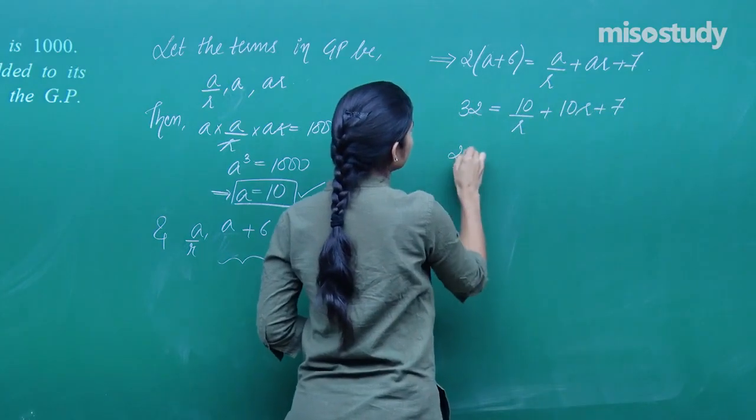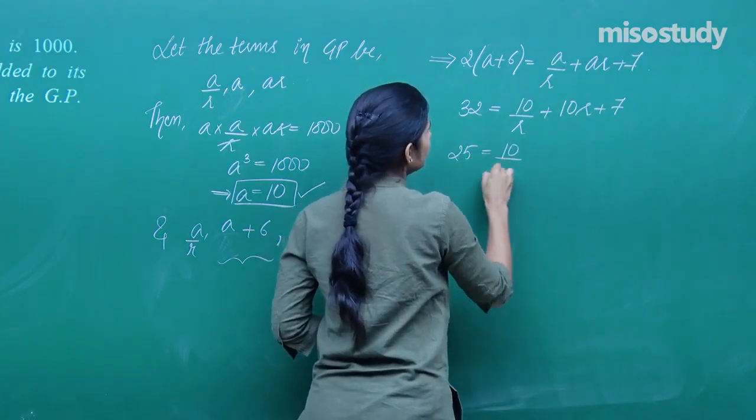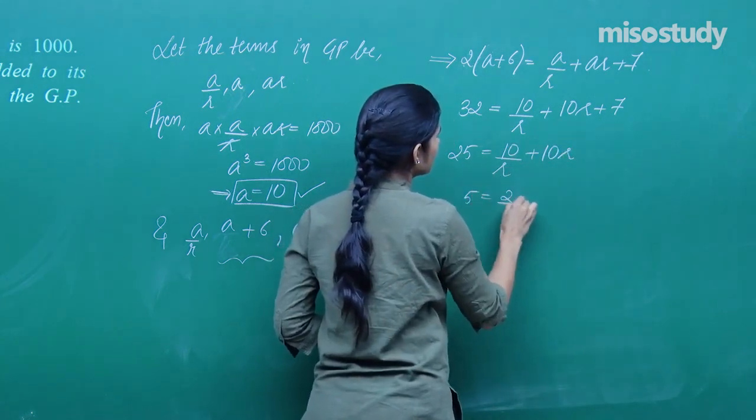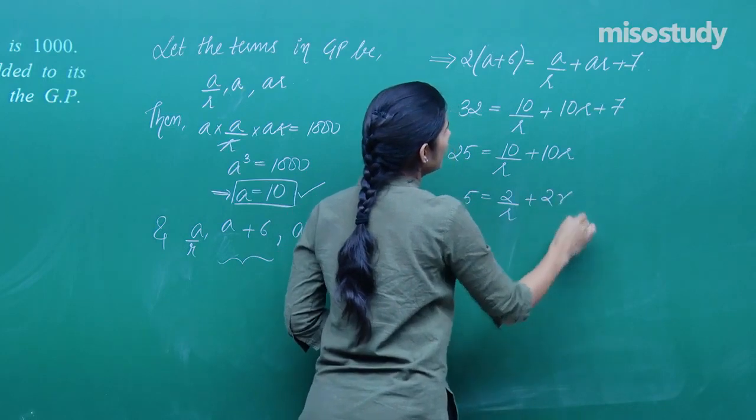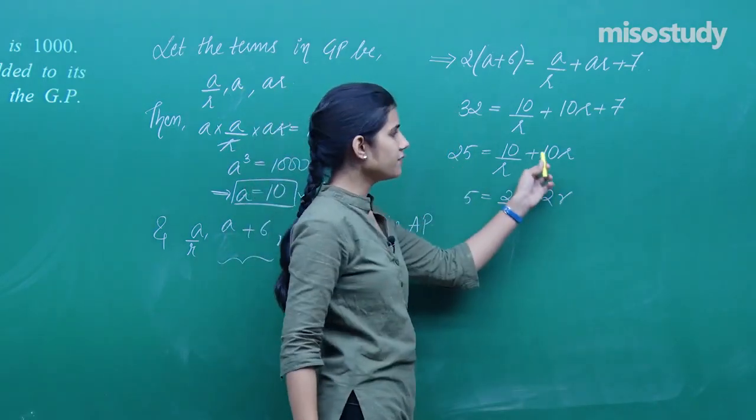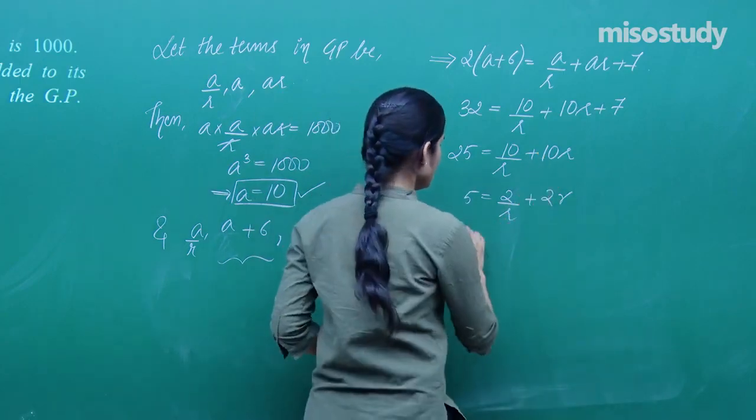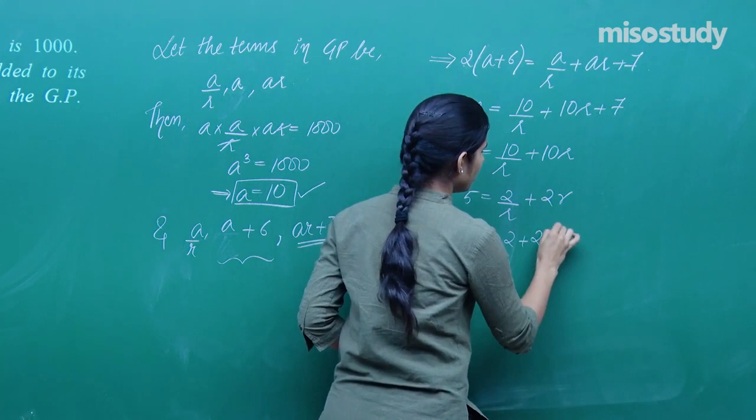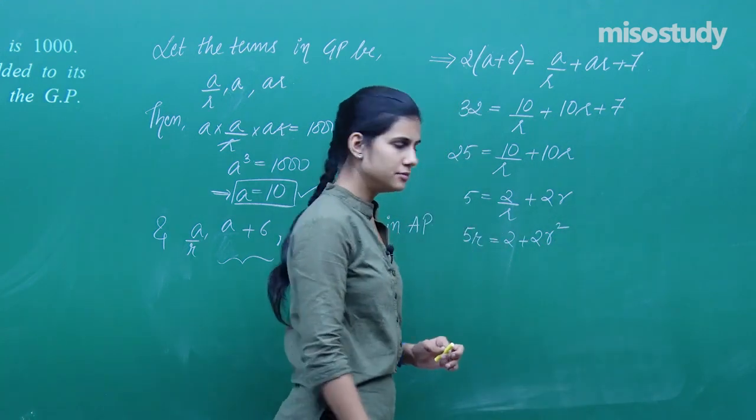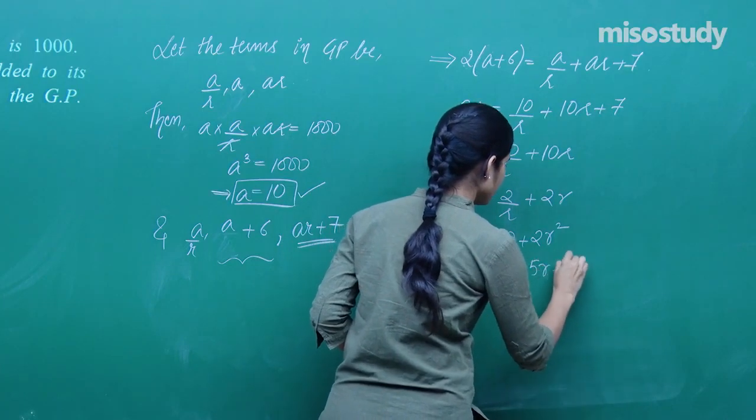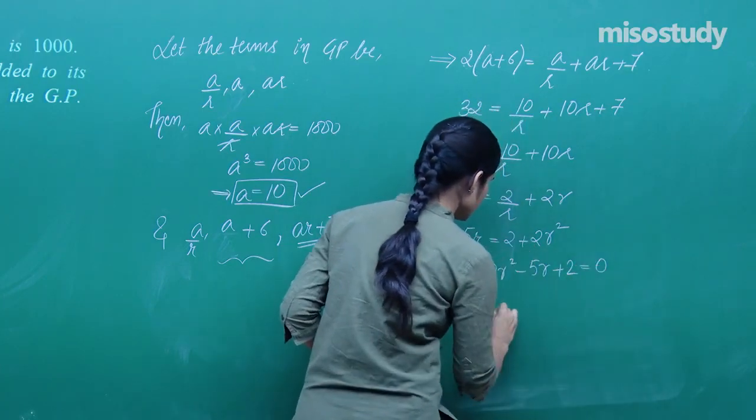32 minus 7 gives you 25 equals 10 by R plus 10R. This gives you 5 equals 2 by R plus 2R. I just took out 5 common, 5 common from the left hand side, 5 common from the right hand side. This gives you what? 5R equals 2 plus 2R square. This gives you 2R square minus 5R plus 2 equals 0.